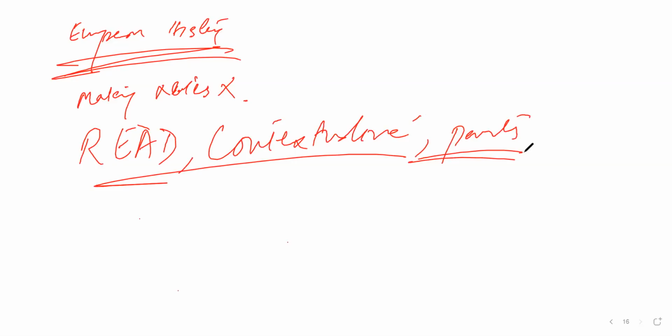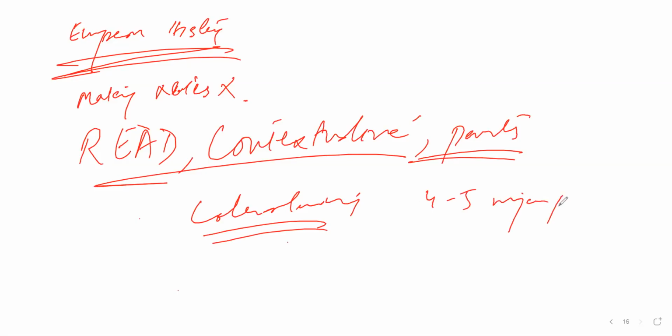European history is a history of correlating. Although it's history, it is a history of correlating, because at a time you are studying the history of four to five major powers. So, how to prepare it? Simple.